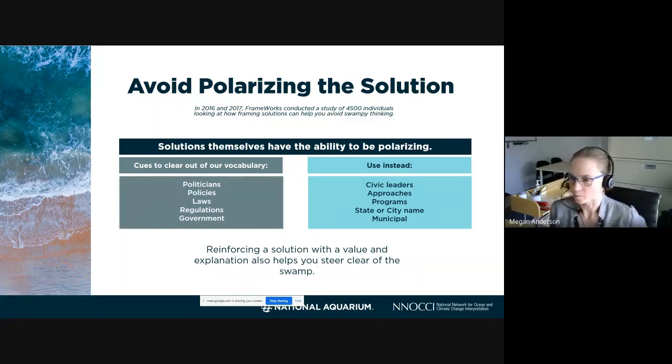With some of these, and where some people work, this is a little bit harder than others. But here at the aquarium, we do try to use words like civic leaders and approaches and programs over terms like politicians, policies, and laws, because the moment we use those other words, there might be someone in the audience that turns off because they're not interested in it becoming a political conversation. So helping to keep in mind that sometimes even the words you use can help keep the conversation more open is a helpful piece of information.